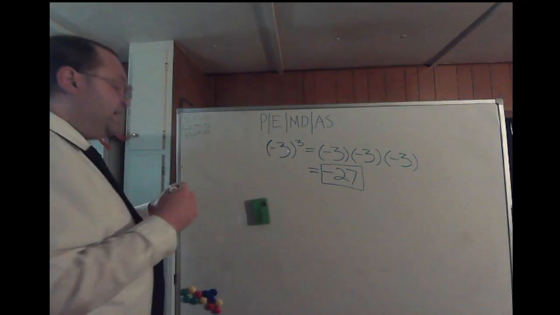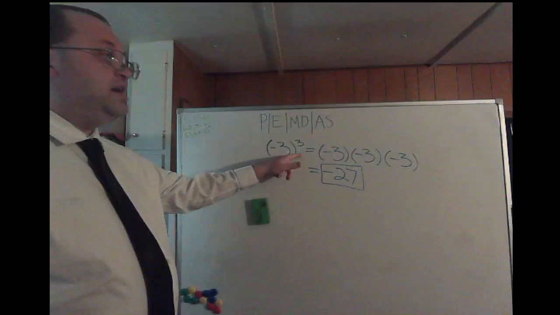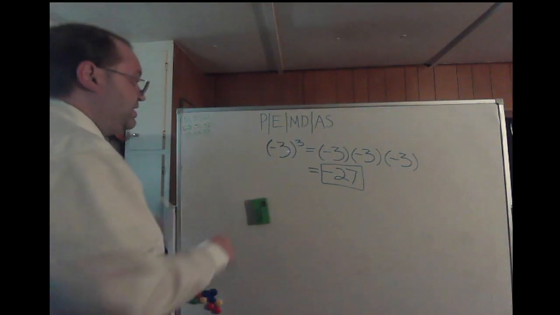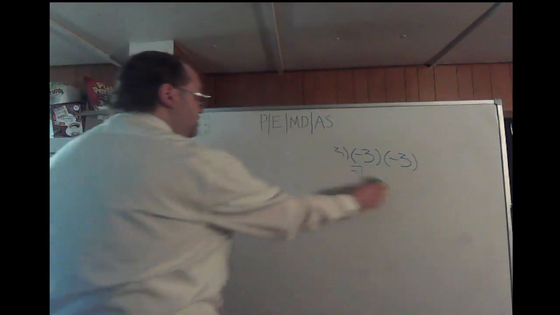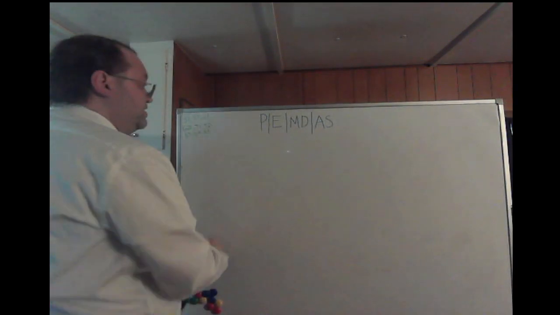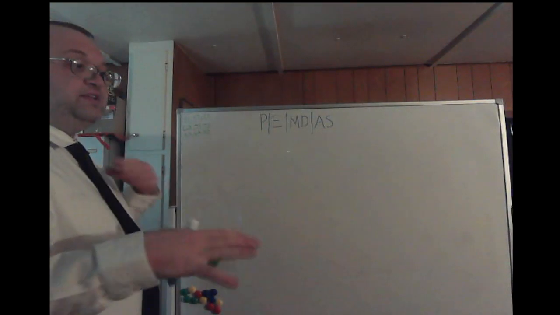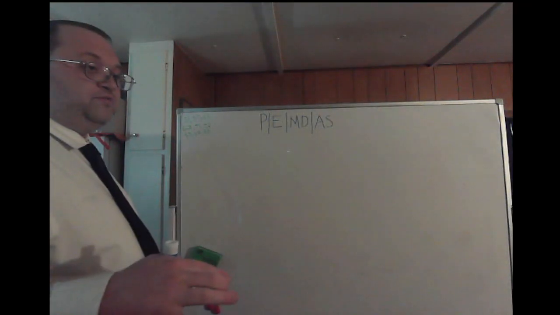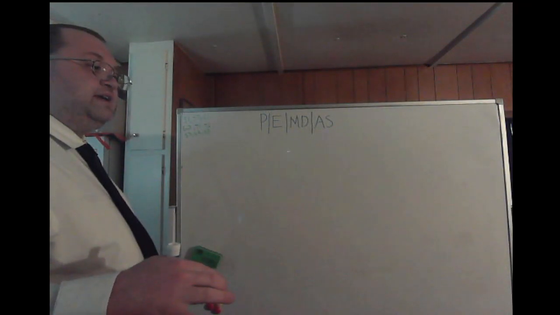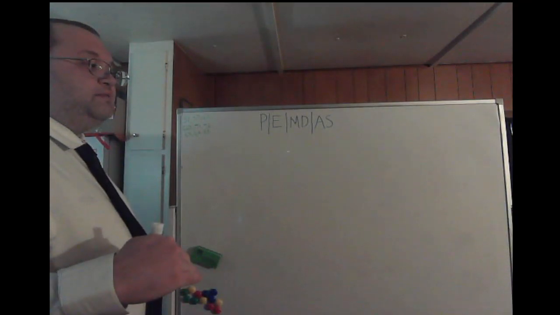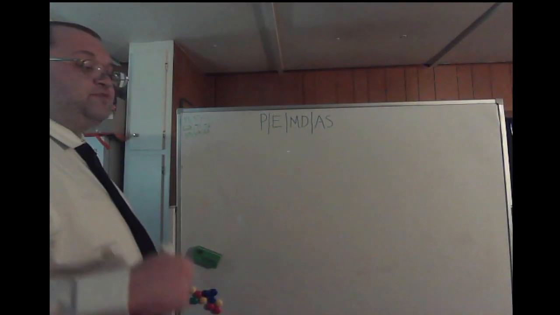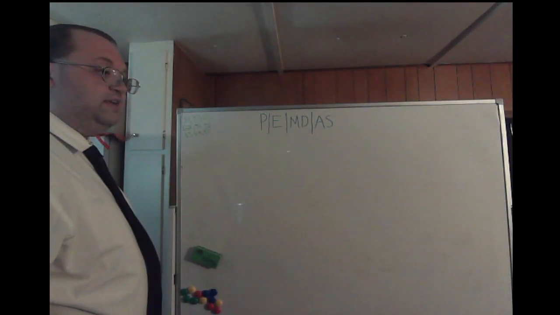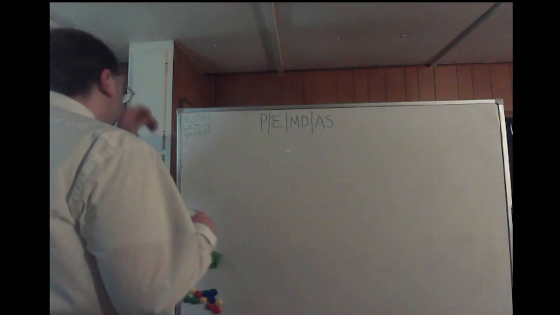So if you have a negative number inside parentheses raised to an odd power, such as 1, 3, 5, 7, 9, and so on, you're going to get a negative answer. That is a good rule to know. If the negative number is inside parentheses and it's raised to an even power, you're going to get a positive result. If it's inside parentheses and it's raised to an odd power, you'll get a negative result. And then of course, if you just simply put the negative number to whatever power without parentheses, you're always going to get a negative answer. So those are some quick things to look out for.